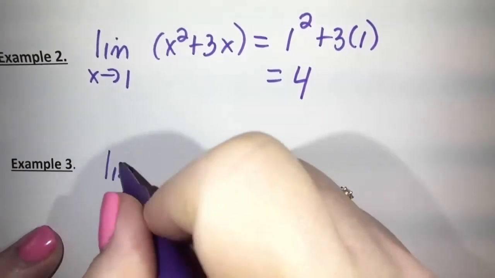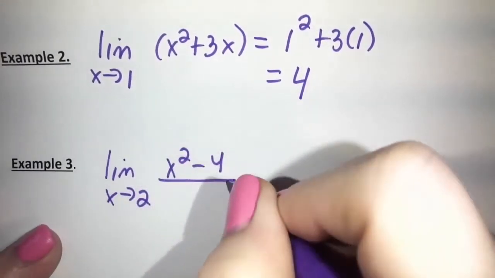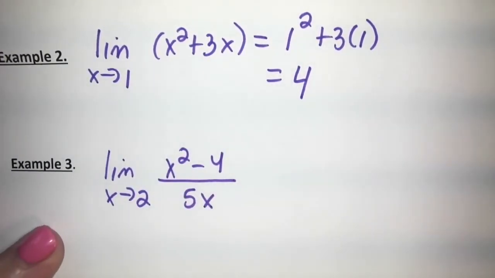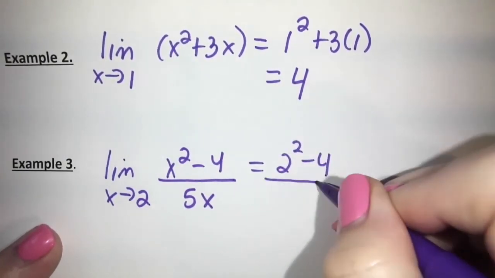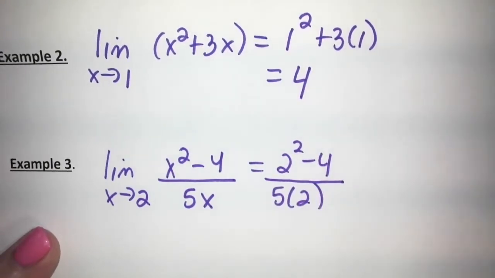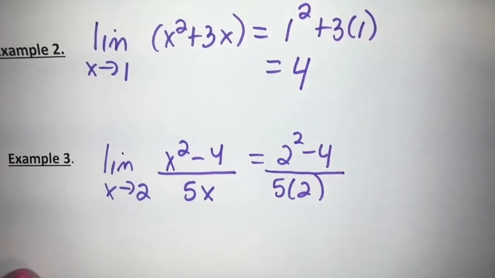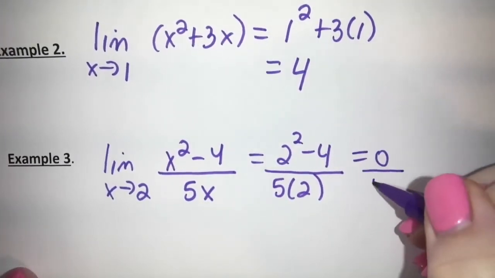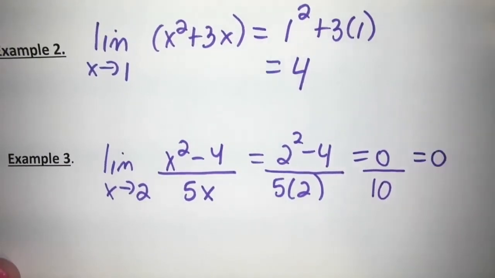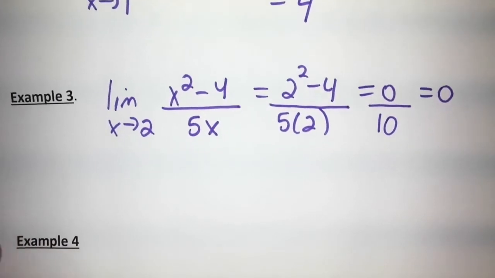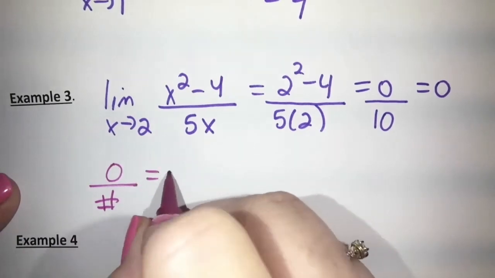Same with number 3, the limit as x approaches 2 of x squared minus 4 all over 5x. What do we get here? If we put the 2 in, we get 2 squared minus 4 over 5 times 2. Now, a lot of people freak out when they see 0. So 2 squared minus 4 is 4 minus 4, which is 0. But remember, this is 0 divided by 5 times 2, which is 10. 0 divided by any number is just 0. So that's not a problem. That's not an indeterminate form. Keep in mind, 0 divided by a number is 0.